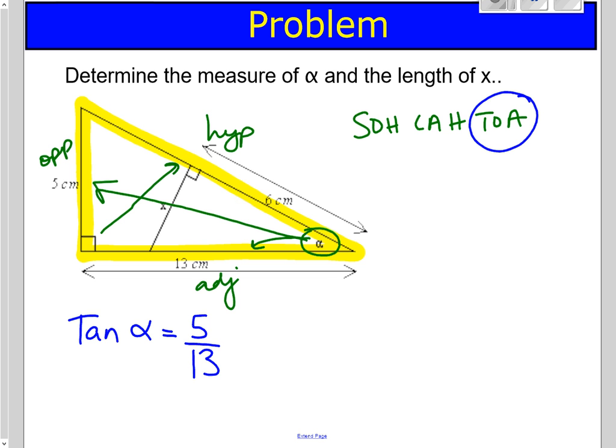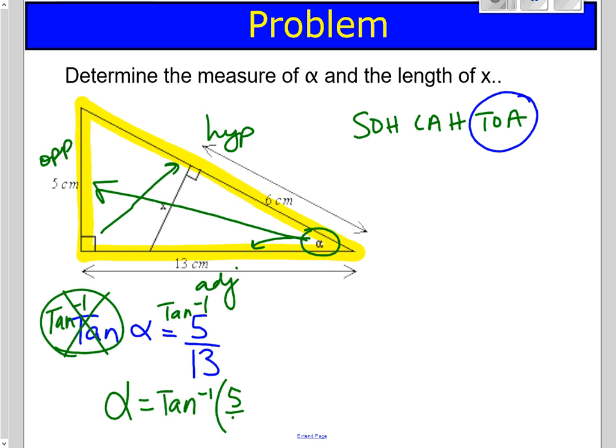Okay, so again, I'm looking for an angle. So to look for the angle, I got to get rid of that primary trig ratio in front. So tan inverse, those will cancel out. And alpha equals tan inverse of 5 over 13, which means my angle is going to be, so second function tan, bracket 5 divided by 13, bracket equals 21 degrees. Okay, so the angle right down here is 21 degrees.